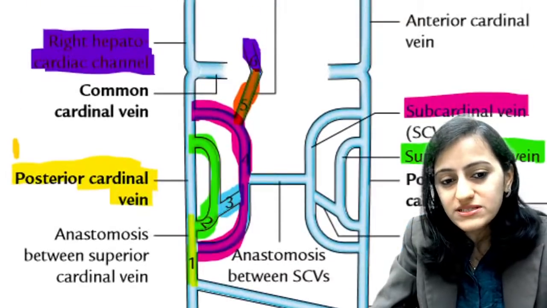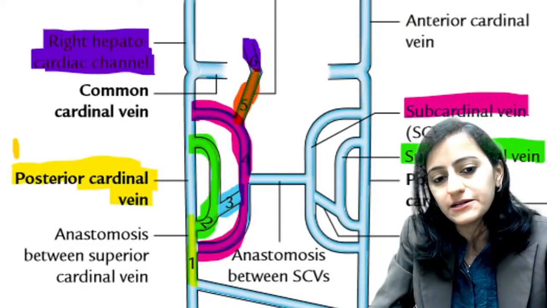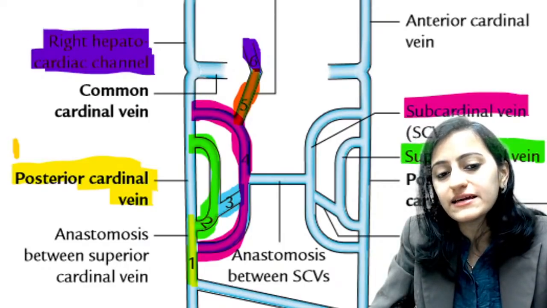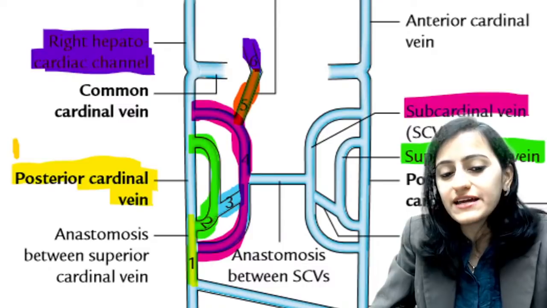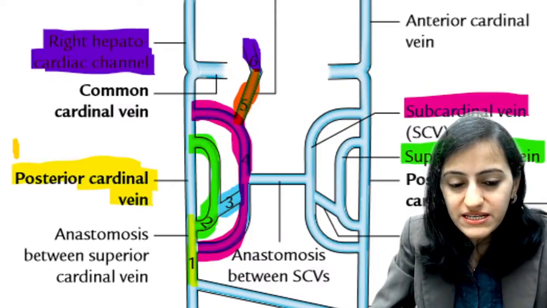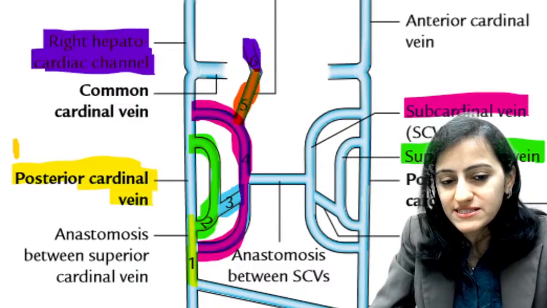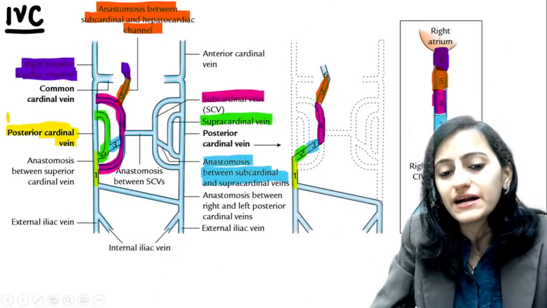This one from outside which you see, which is the upper one, this is the supracardinal. The inner one is the subcardinal, okay? And then you have the hepatocardiac channel. So you have the posterior cardinal, you have the supra, you have the anastomosis, you have the sub. Again, you have the anastomosis, and then you have the hepatocardiac channel.